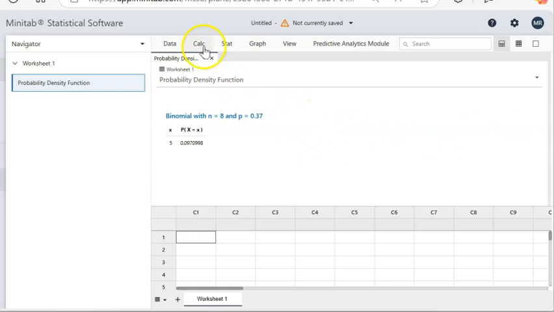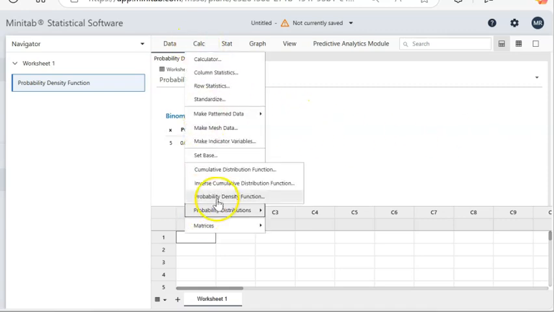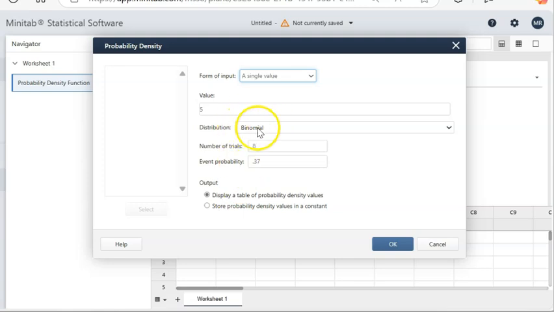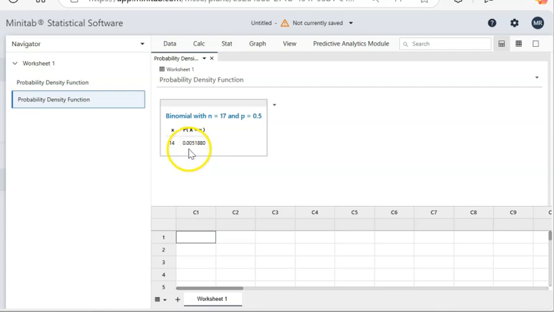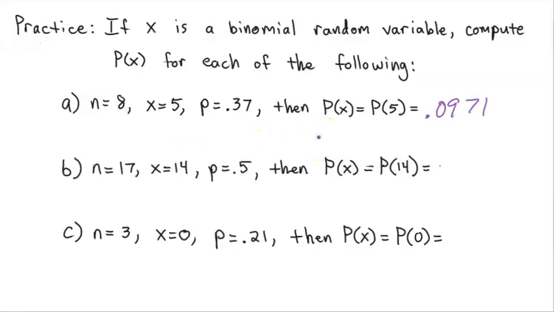All right, so we're going to go back here. We're going to go to Calculate, Probability Distribution, Density Function. We're already on binomial. Number of trials is 17. Event probability is 0.5, and we want to know the probability of getting 14 successes. So we're going to hit OK, and it looks like the probability is 0.005, rounded, because it's 518. That 8 is going to round that 1 up to a 2, so it's 0.0052, okay?